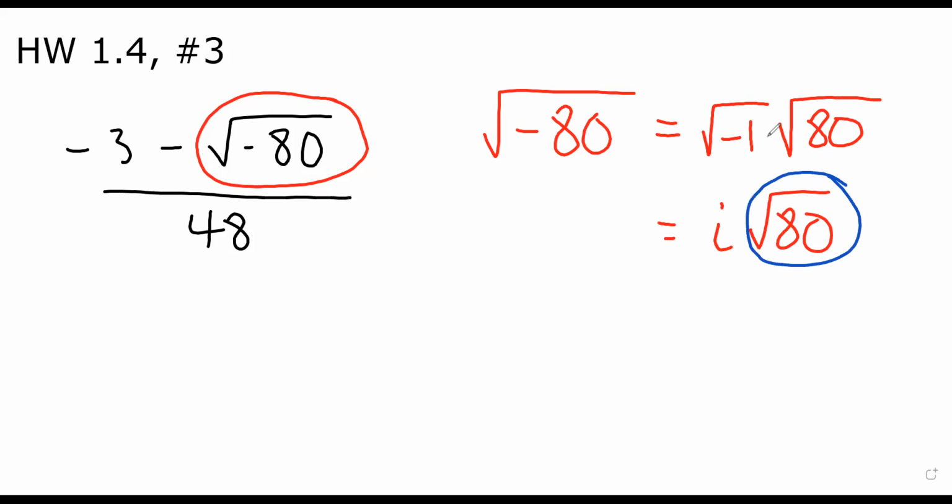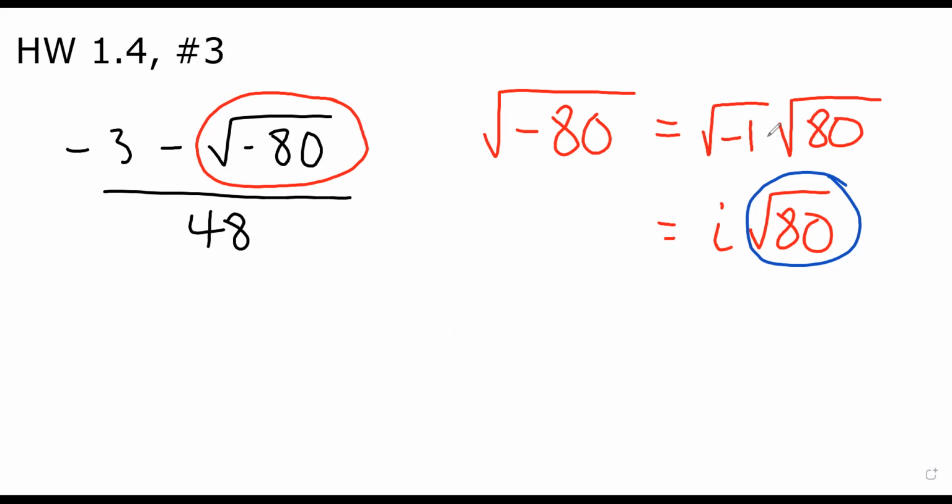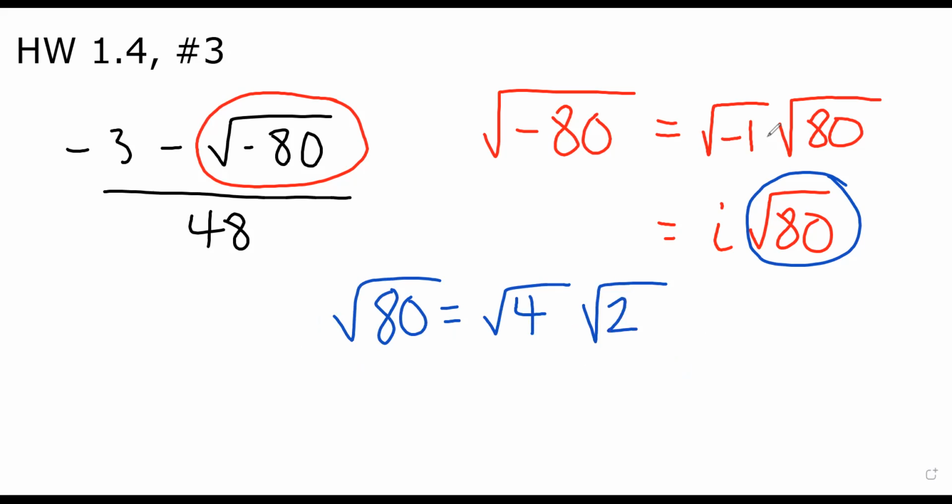Because if it were 81, it would be easy. The square root of 81 is 9 because 9 squared is 81. But most square roots don't behave nicely like that. When you have a square root that doesn't work cleanly, and if you're not sure, just put it in a calculator and see if the answer is a whole number or a decimal, the next question is, can you break it down into one number times another so that you can take the square root of a piece of it? For example, we could split the square root of 80 into the square root of 4 times the square root of 20, because 4 times 20 is 80, and the square root of 4 is just 2.